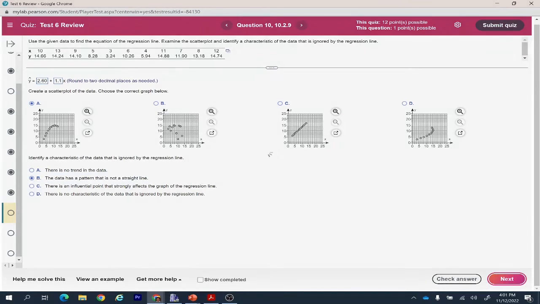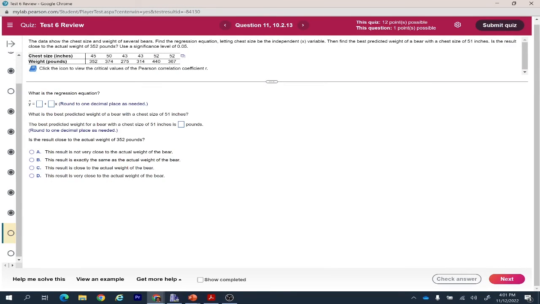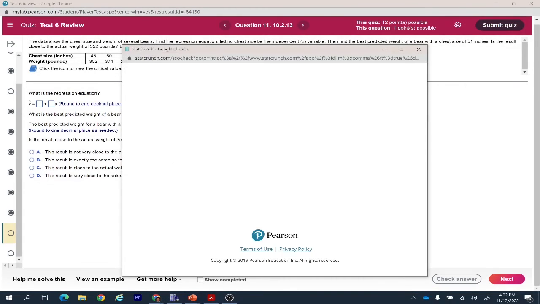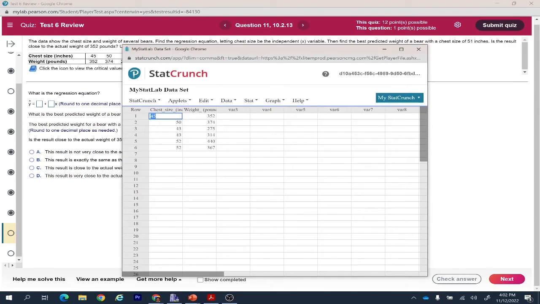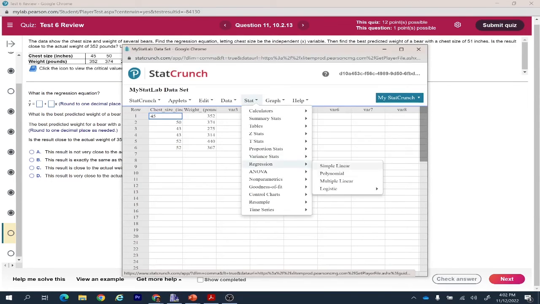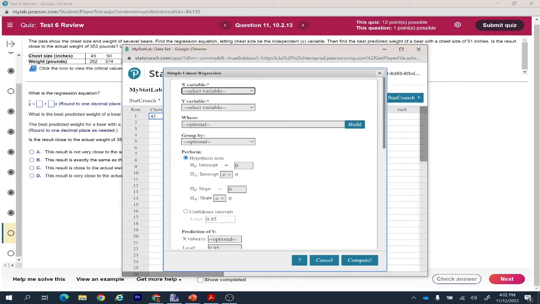Okay, let's go to the next problem. Again, we have given data, we need to find the regression line, then we have to predict based on that regression line, and then we have to find our conclusion. We're going to repeat the very same thing. I'm going to copy this, open in StatCrunch, and then go to Stat, Regression, Simple Linear, and the x value is, what is the x value?